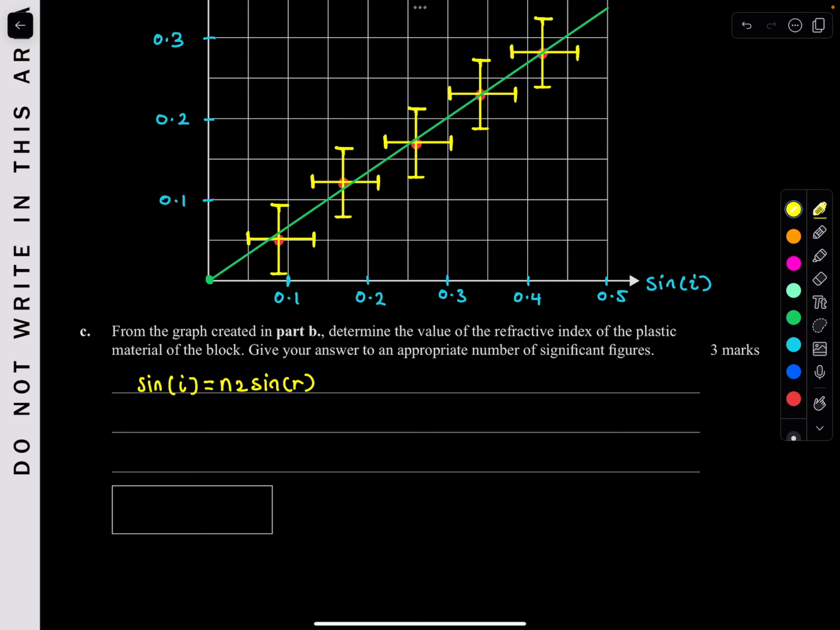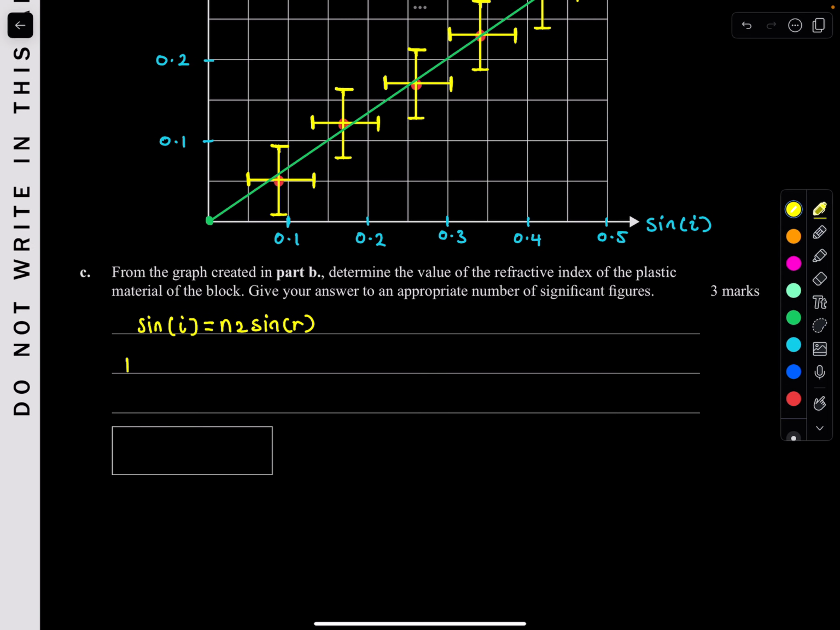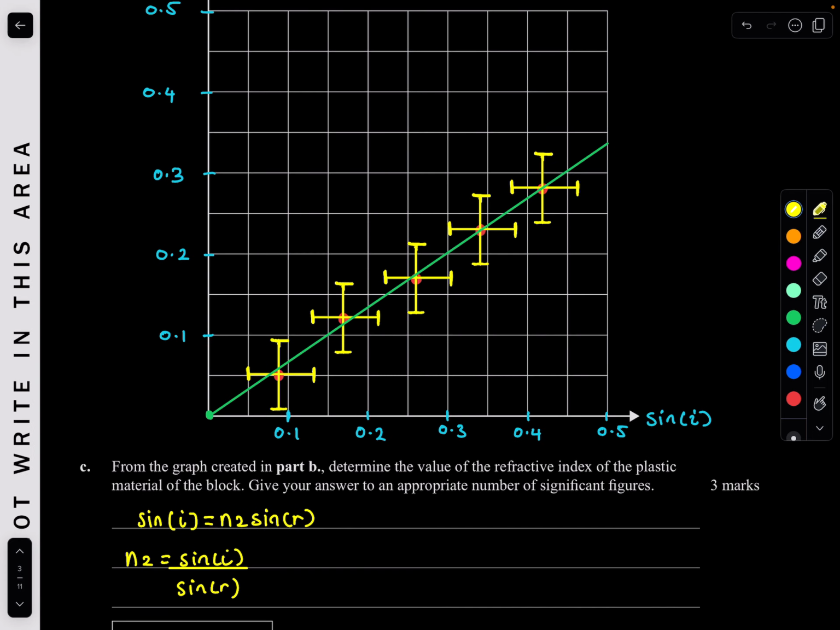And so N2, which is what we want to find, is the sine of the incident angle over the sine of the refracted angle. How do we find that? We can actually find it by the gradient of the graph. So we basically find the gradient of it. So let's pick two points. The points that come to me are this point here, which is a nice point, and also this point, that line perfectly. So I'm going to pick these two points.